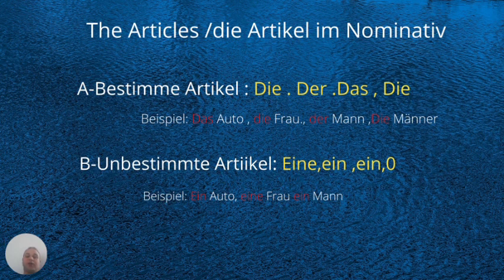If the nouns are not defined, or unknown, we use the unbestimmte Artikel, which is the undefined article. So we have three: eine for feminine, ein for masculine, and ein for neutral. I wrote here some examples. I come back to bestimmte Artikel, as you can see here. Beispiel: das Auto, die Frau, der Mann, die Männer. And unbestimmte Artikel, we have ein Auto, eine Frau und ein Mann. I think it's clear enough.